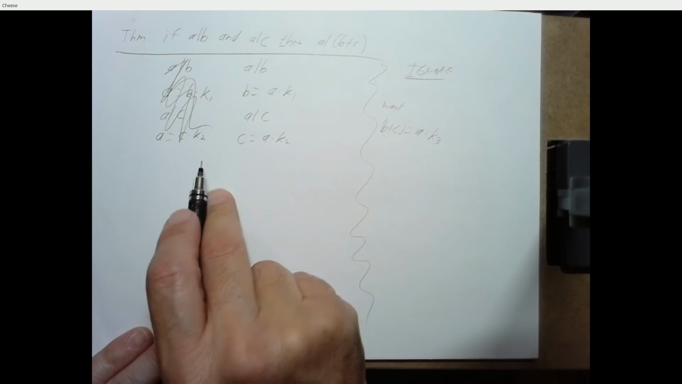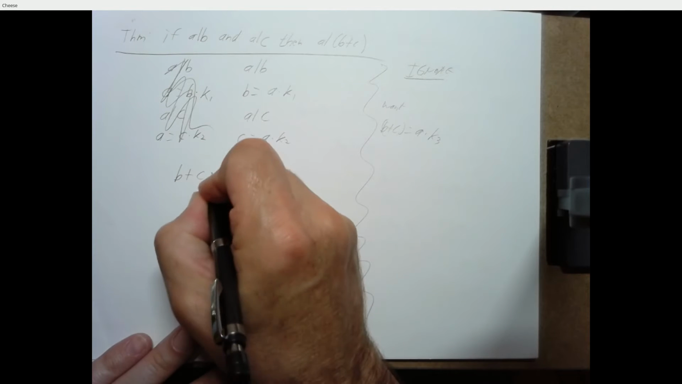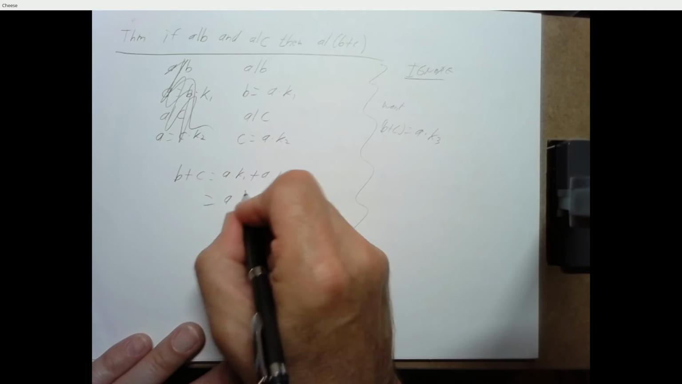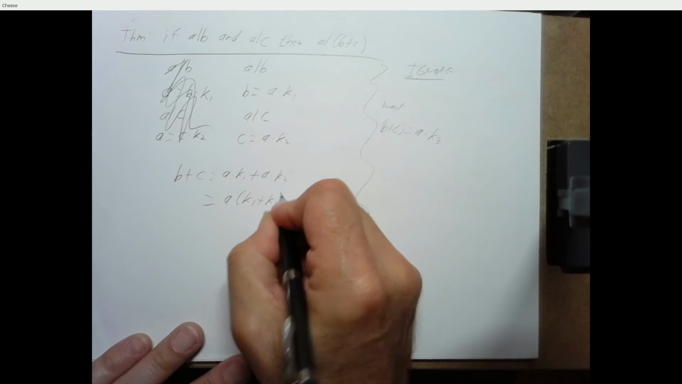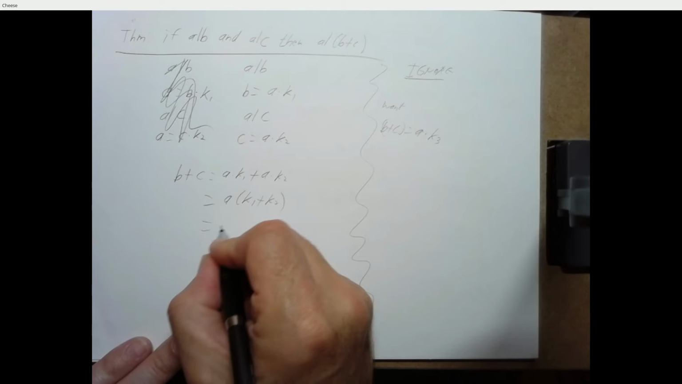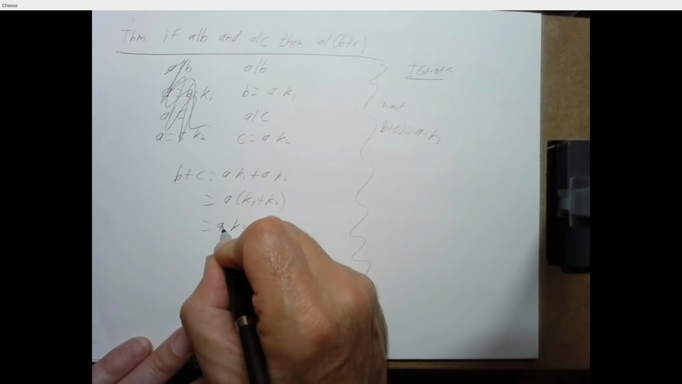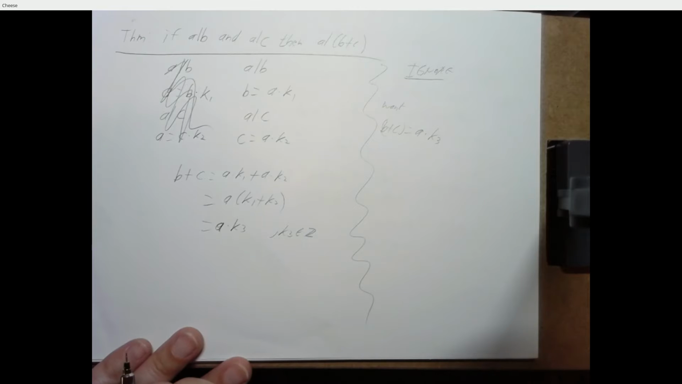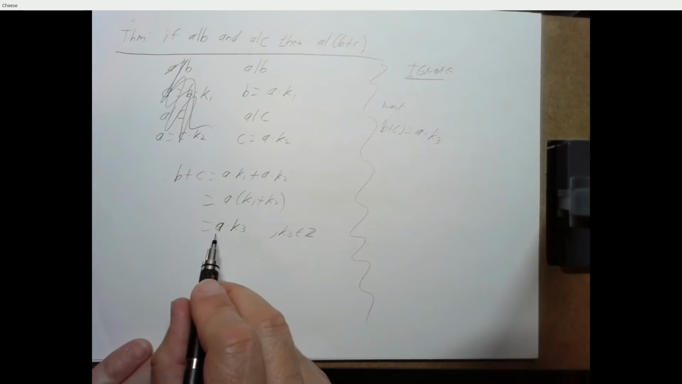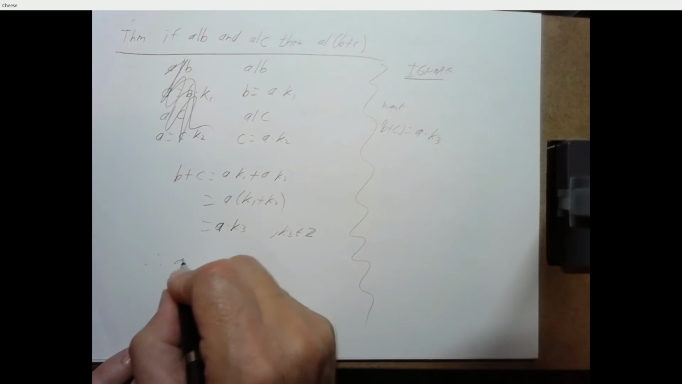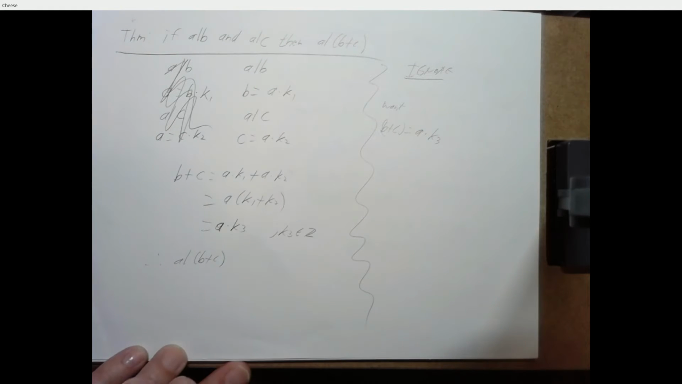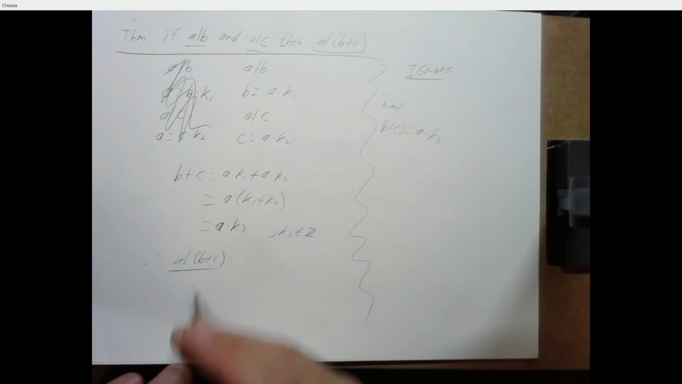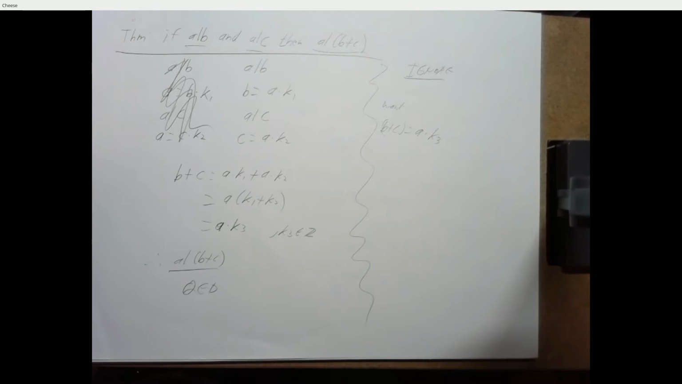B is A times K1, C is A times K2. I know that B plus C is equal to A times K1 plus A times K2. And I can factor out my A, so it's A times (K1 plus K2). And K1 plus K2 is an integer, so this is equal to A times K3, where K3 is an integer. And guess what? This is the definition of A divides B plus C. So a very direct proof, starting with this and this, I was able to prove this. So that's a nice direct proof.